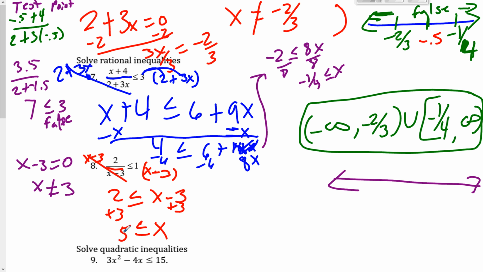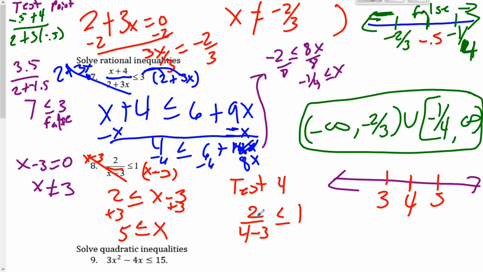So we have 5 and 3. The 5 is going to be more this way, and 3 is going to be this way. We can test a point in between, which is 4. So we plug 4 into the original. So we take 2 and 4 minus 3. Is that less than or equal to 1? Which is, is 2 less than or equal to 1? That's false, right? So that's false.